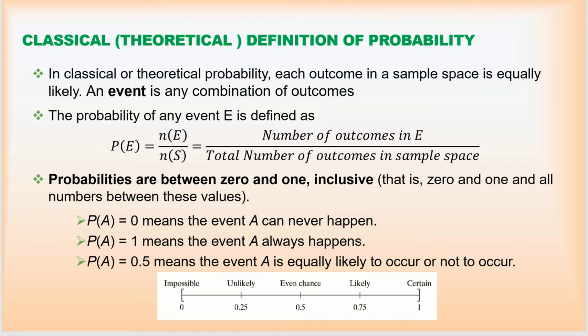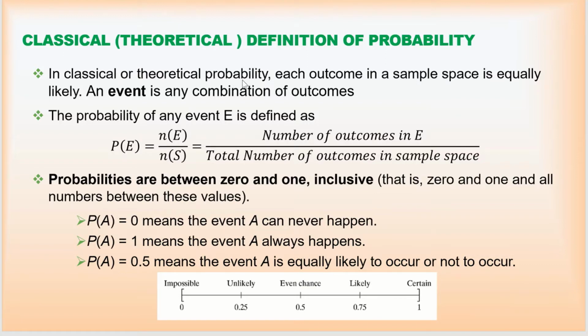In this video, we are going to explore the two important definitions of probability, and we are going to use the definitions to calculate the probability. The first definition is the classical or theoretical probability. So let's explore what is classical or theoretical probability.